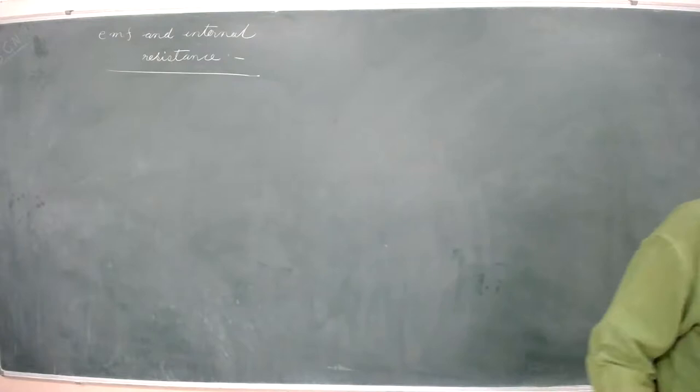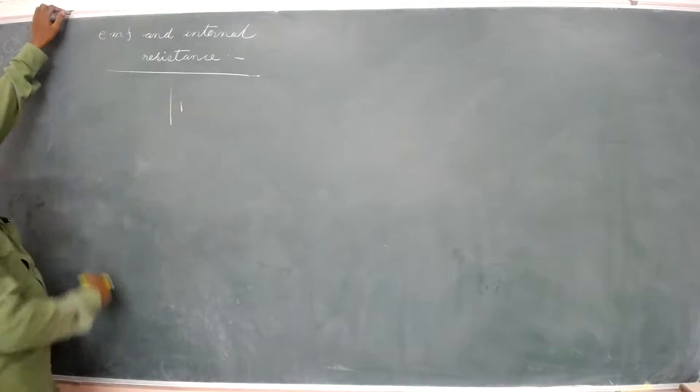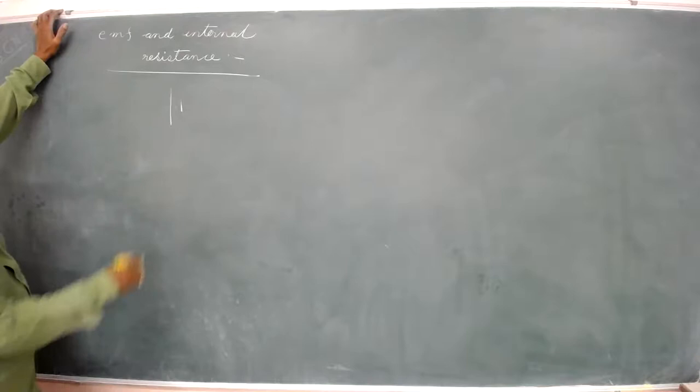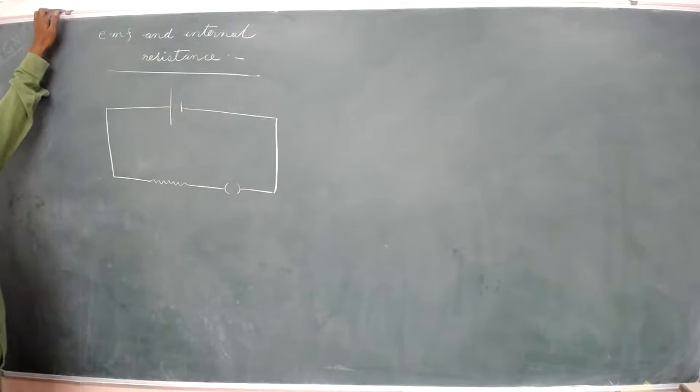Okay. Now, look at this. I will be taking a simple electric circuit. A simple electric circuit, okay? This one has a resistance. This is a positive terminal. This is a negative terminal.